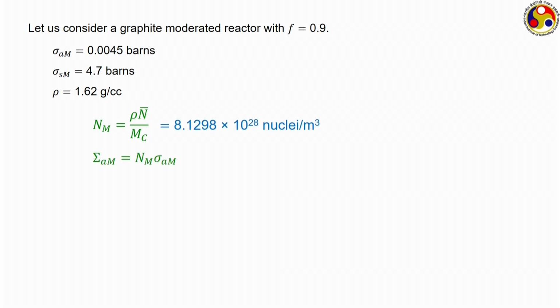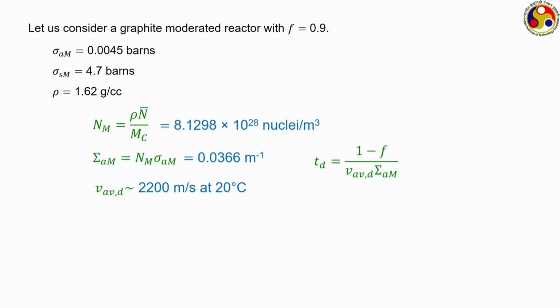Now, the macroscopic cross section is this number of nuclei per unit volume, or nucleus density, multiplied by the microscopic cross section. So, accordingly this one is the macroscopic absorption cross section for the moderator. And for a typical thermal neutron, the velocity is generally around 2200 meters per second, because its energy is something like 0.025 electron volt.